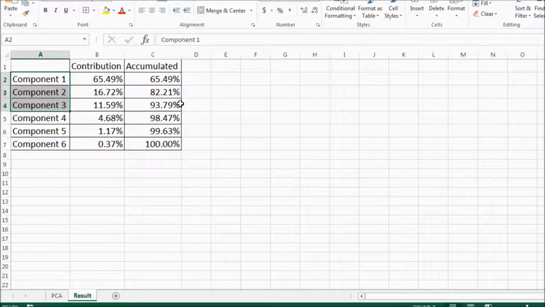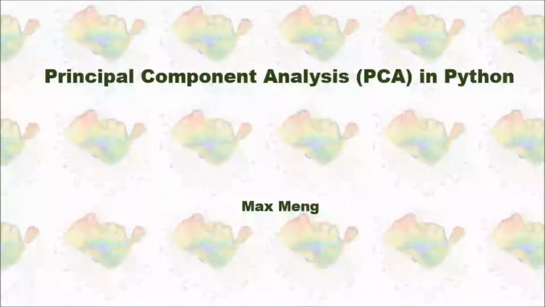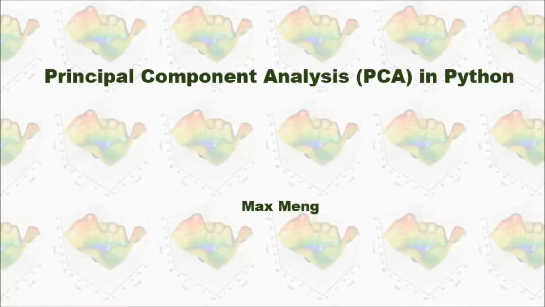So it depends on how accurately you want to predict your dependent variable. You can include, say, 3 components or 4 components. For me, I think if you include 4 components, it will explain over 98%. So that's good enough. This is how I perform principal component analysis in Python.